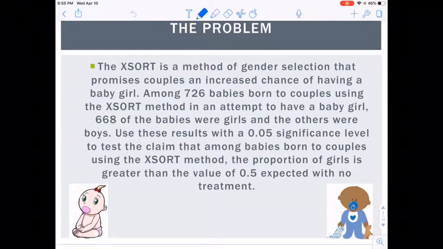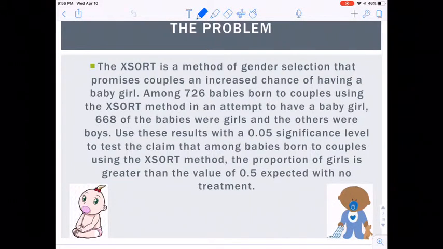It's very similar to the problem that we did in Lesson 2, except we have a lot more evidence in this problem. So the XORT is a method of gender selection that promises couples an increased chance of having a baby girl. Among 726 babies born to couples using the XORT method in an attempt to have a baby girl, 668 of the babies were girls and the others were boys. Use these results with a 0.05 significance level to test the claim that among babies born to couples using the XORT method, the proportion of girls is greater than the value of 0.5 expected with no treatment.